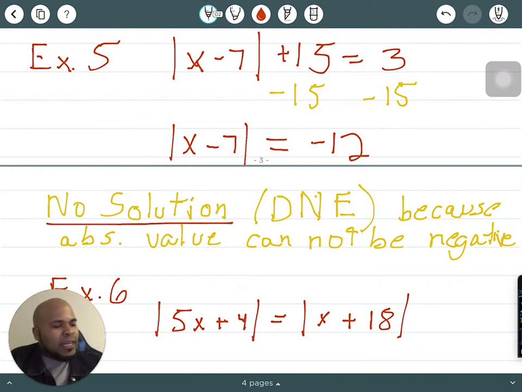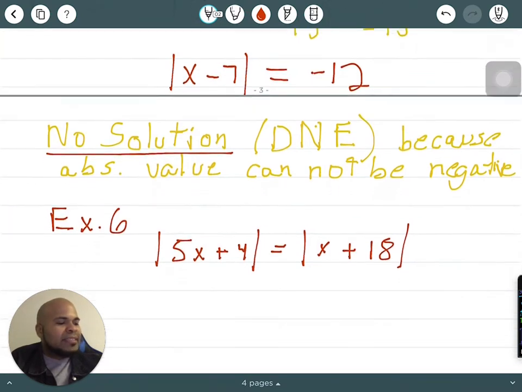So if math teaches us anything, it's that every problem has an answer, even if that answer is no solution. I also put DNE because sometimes when you're doing tests or quizzes, you might see DNE, which means does not exist. So it does not exist, and it doesn't exist because an absolute value cannot be negative, okay?